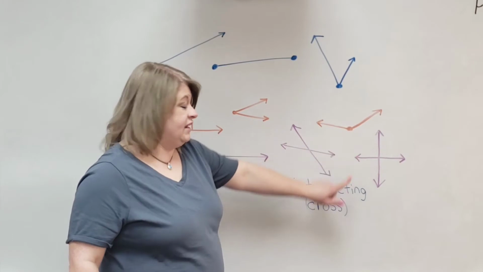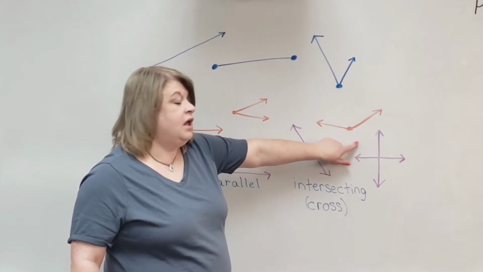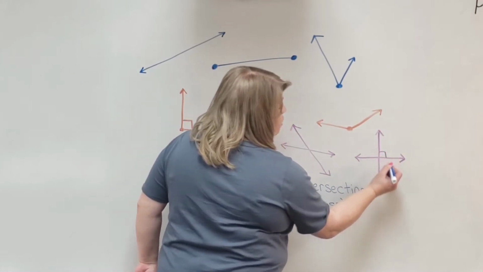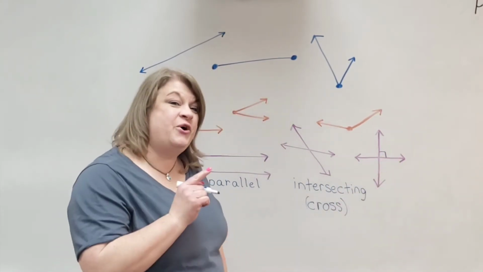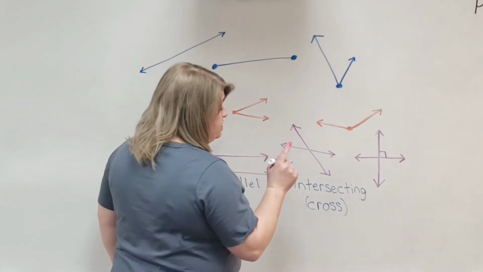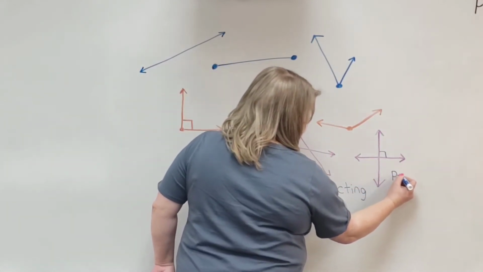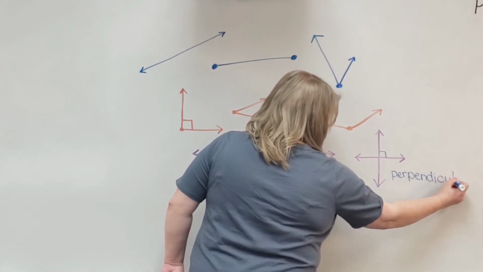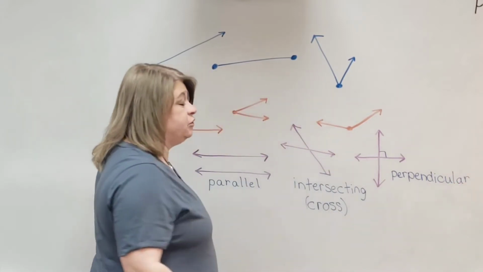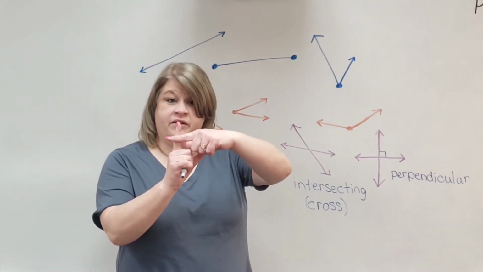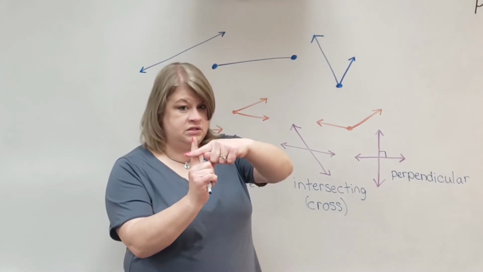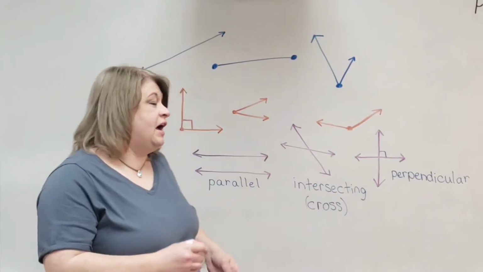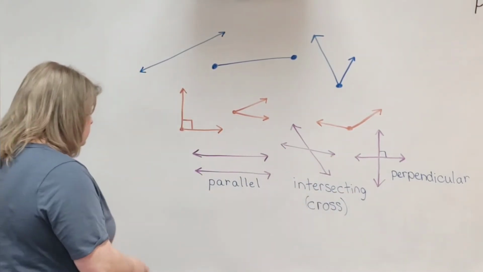Here's another special line. Yes, it's also intersecting, but it crosses exactly even and gives us a right angle in every corner. Do you remember what kind of lines those are? Those lines are called, can you remember? Perpendicular. Perpendicular lines are lines that cross, and they're exactly straight up and down like a cross. You could turn it this way, any direction, and it would still be a perpendicular cross there. Good job.